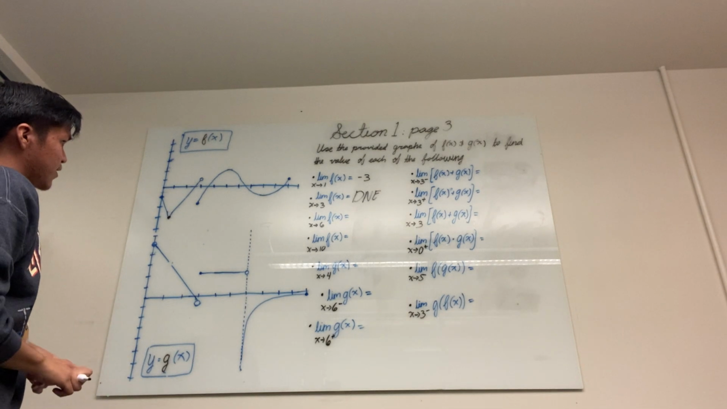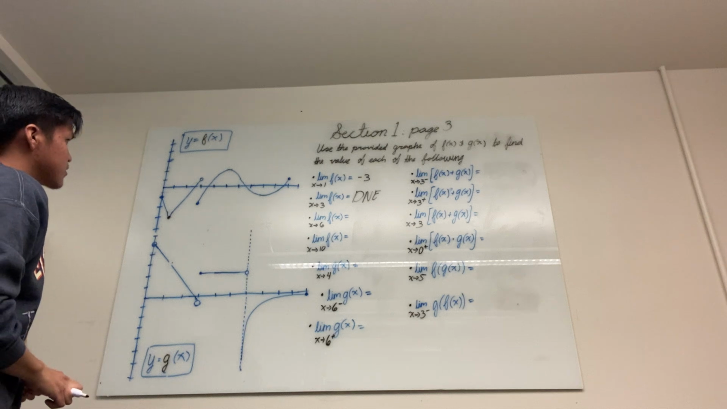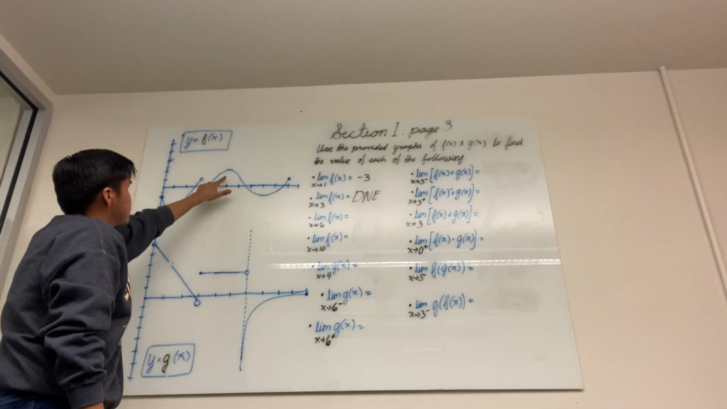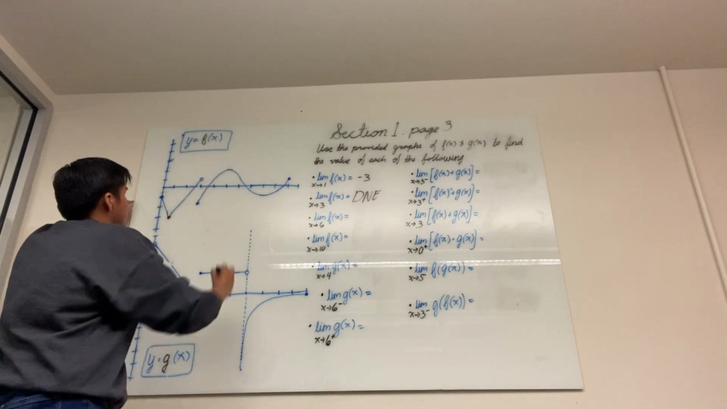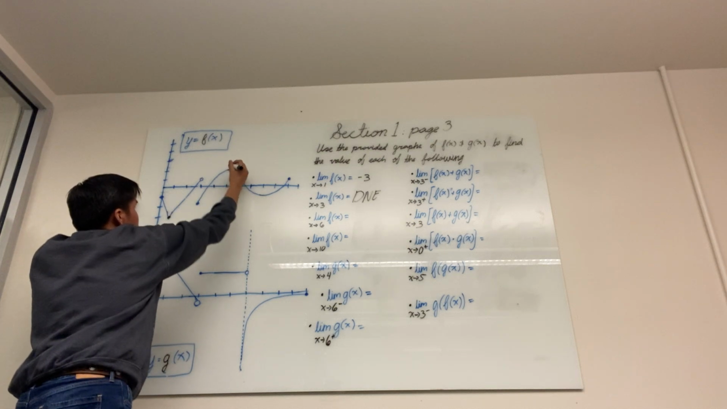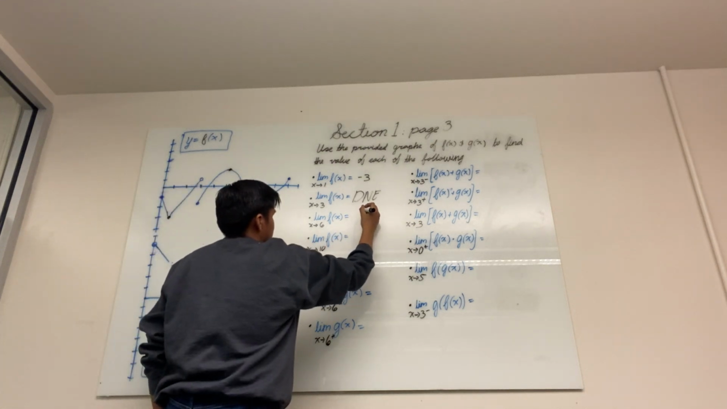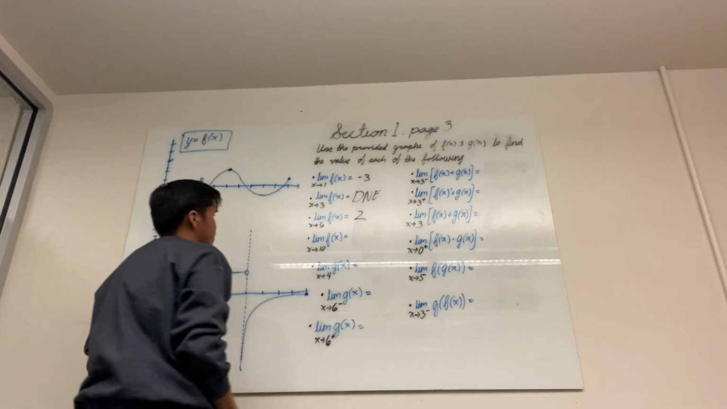Our next limit is the limit of f(x) as x approaches 6. Look back on the graph, we see that at 6 on both sides, the limit approaches 2. So therefore, our limit of f(x) as x approaches 6 is 2.